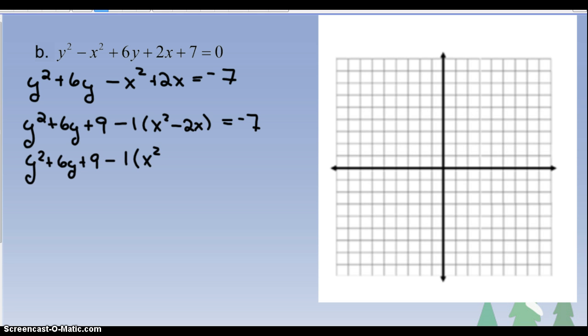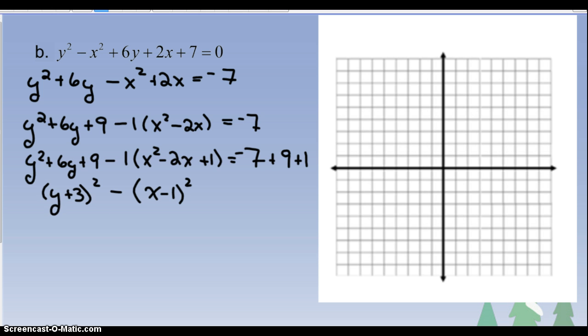Just rewrite this step because it's a page ahead over here. So I have x squared minus 2x. Half of negative 2 is negative 1, squared is plus 1. Now over here I have to say negative 7 plus the 9 plus the 1. Okay, the 9 right there. So this side factors into y plus 3 quantity squared. This side is x minus 1 quantity squared. Over here, negative 7 plus 9 is 2. 2 plus 1 is 3.